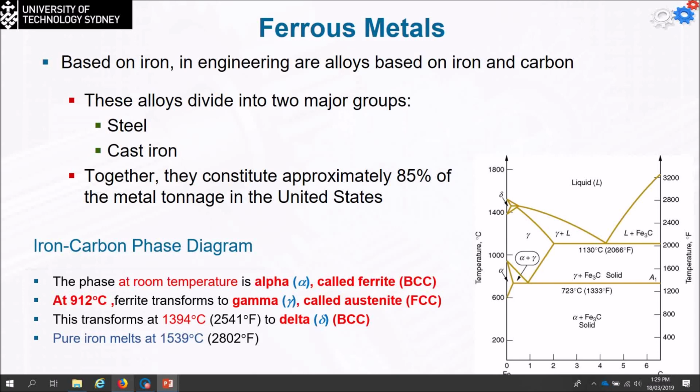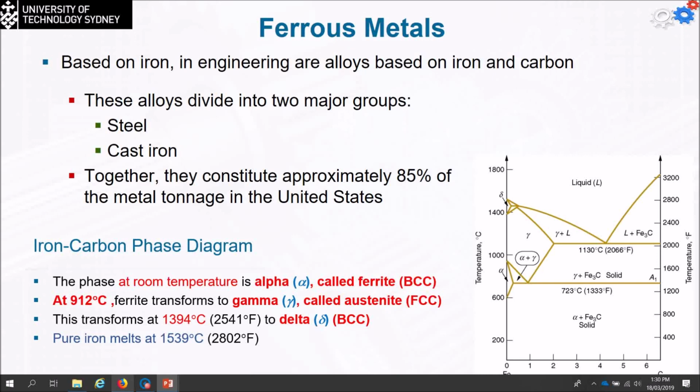If I increase the temperature up to 1912 degrees, the ferrite transforms from alpha to gamma, and in this case it's called austenite. Just remember once again, the alpha is the ferrite, and the gamma is the austenite, which in this case is a face-centered cubic. As I increase the temperature to 1394 degrees, it changes to delta, which is once again a body-centered cubic. The pure iron metal melts at 1539 degrees, and I'm going to have total liquid at this state.